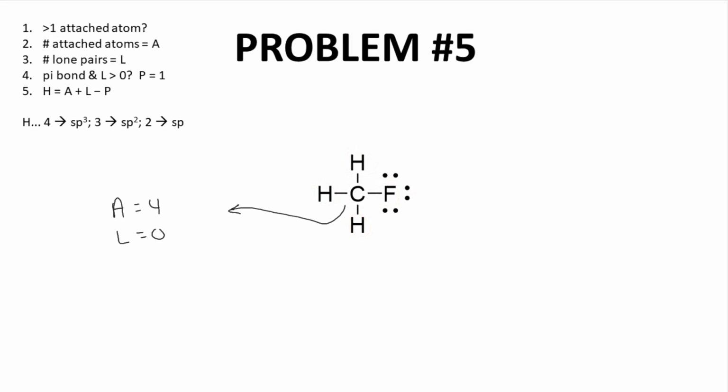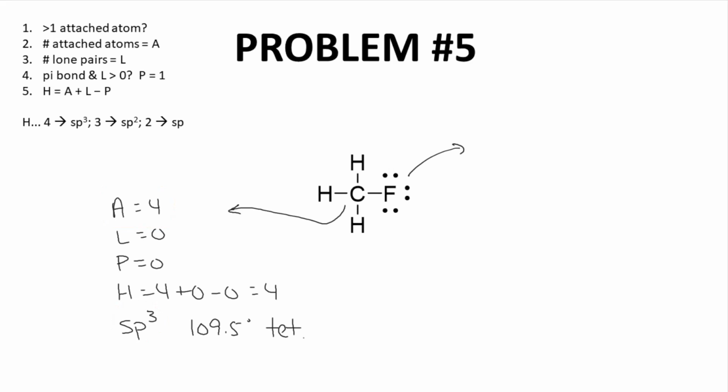That carbon has no lone pairs. We don't have any pi bonds around, so question 4 doesn't apply. So P is equal to 0. H equals 4 plus lone pairs, 0, minus P, 0. We've been here before. That's going to be sp3. Let's not even look it up. We have 4 attached atoms, and sp3, seen it many times before, approximately a bond angle of 109.5, and the geometry is tetrahedral.